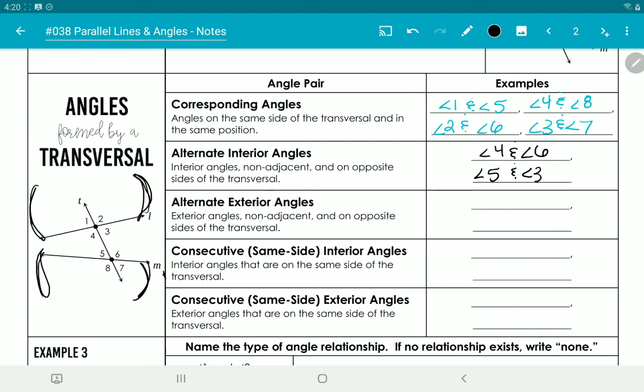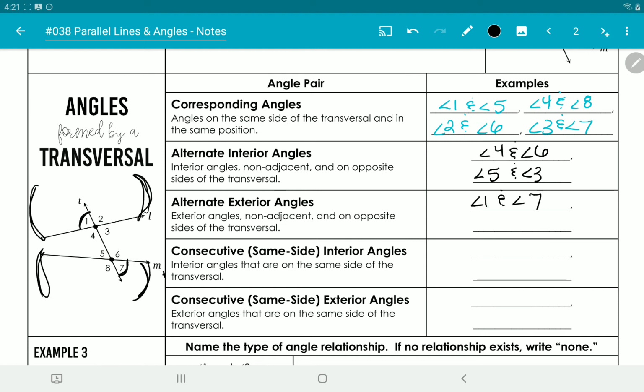Okay? They're non-adjacent, so they're still not next to each other, so you can't have like 1 and 2 because they share the side. Okay? Can't have 8 and 7 because they share the side. And they're on opposite sides of the transversal. So like if we have 1, we go across to the other side. Again, I said we can't have 2, but we can have 7 because it's also on the outside of the two lines it intersects. So we have angle 1 and angle 7.